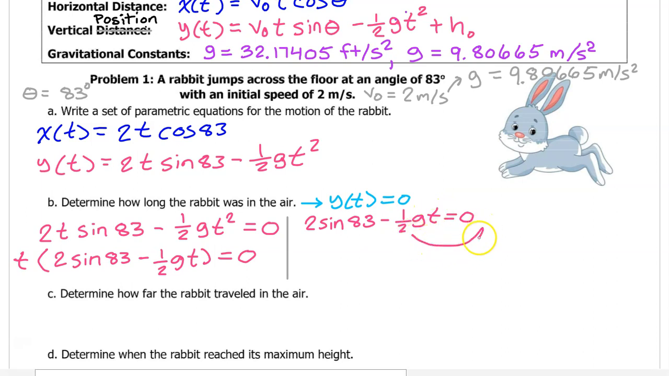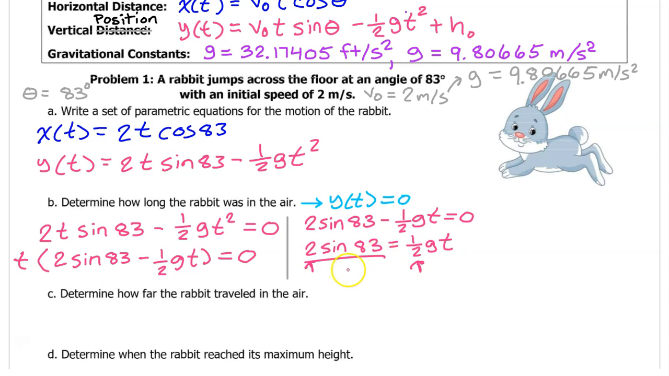Let's move this term to the other side of the equation by adding it to both sides. Next, I'm going to do two steps at once. I'm going to multiply both sides by 2. That'll get rid of this 1/2 on the right, and I will have 4 on the left. But then I will also divide both sides by g, so expect to see a g show up right here. So t is 4 sine 83 divided by g.